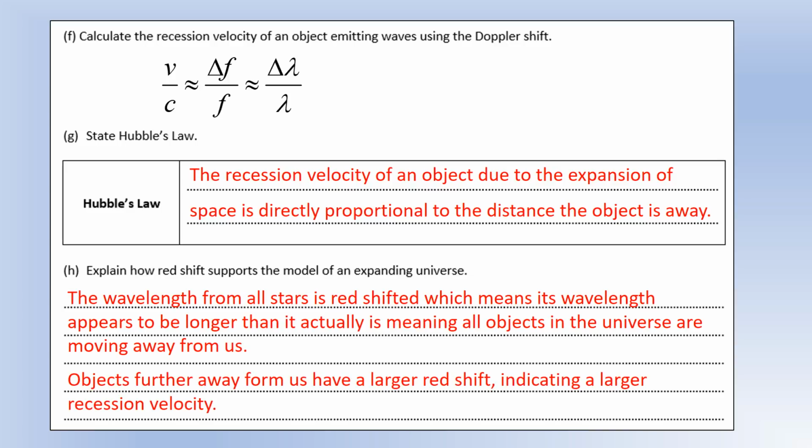And what Hubble's law tells us is that objects further away are moving away faster. And we notice that too, because we notice that their redshift is bigger, which means their recession velocity is larger. So it matches with Hubble's law.